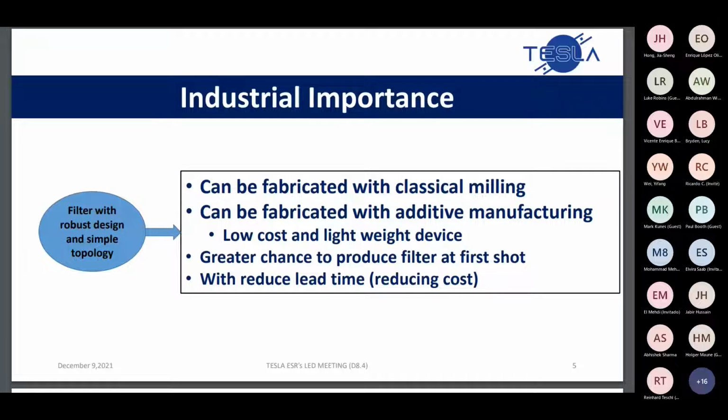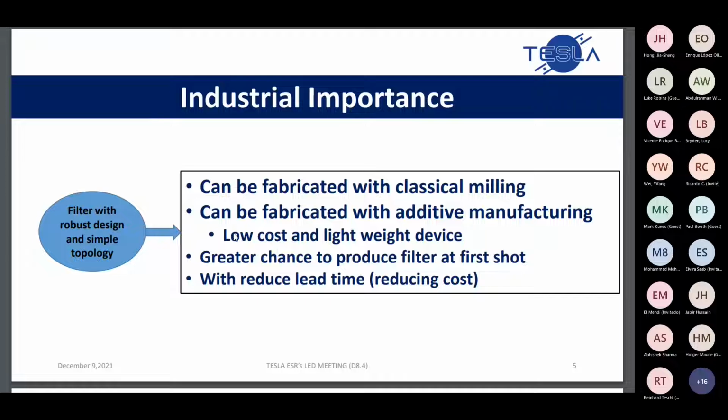So the industrial importance of the filters which are more robust and have a simple topology is that they can be fabricated with a low cost milling process, can be fabricated with an additive manufacturing process, which is also low cost, and also we can try other materials like polymers in order to reduce the weight of the device.